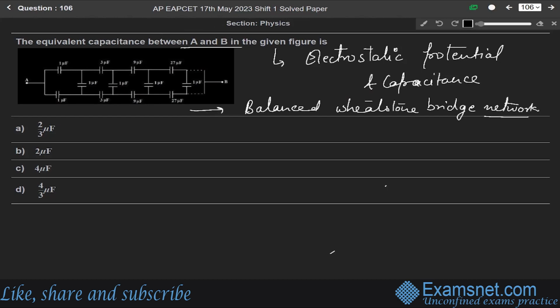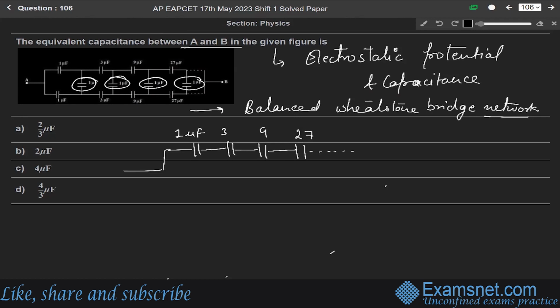So for this, every 1 microfarad capacitor is useless. All these 1 microfarad capacitors between points A and B are useless. So our network circuit diagram will become like this. This will be of 1 microfarad, 3 microfarad, 9, 27, and so on. And this is point A, and this will be again of 1 microfarad. This is of 3 microfarad, 9 microfarad, and 27 microfarad, up to so on. And this is point B.